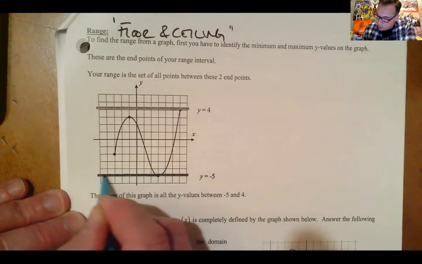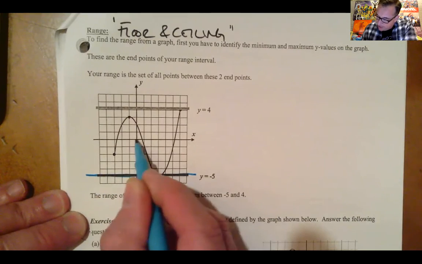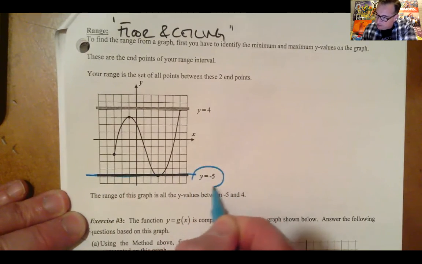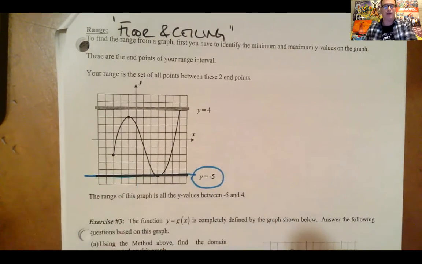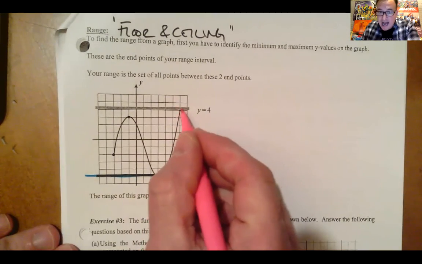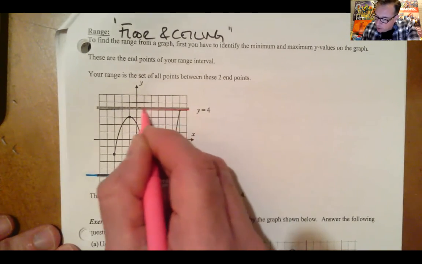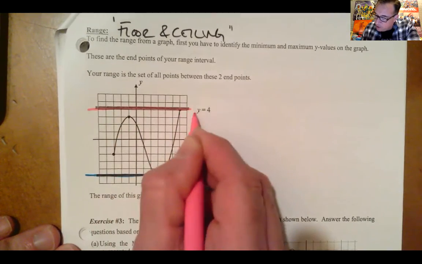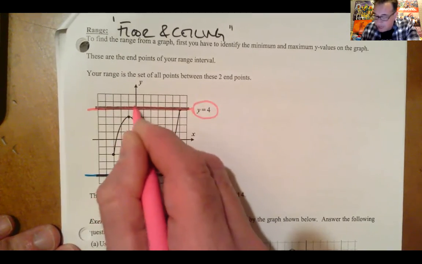So I take that, go across to the left and to the right. If I count that, that's -5. So y equals -5 is the lowest value we have for anything. And if I look up here at the top, this is the highest value I have. So if I take that all the way across to see where it crosses, that crosses at y equals 4. We just count on the y-axis.